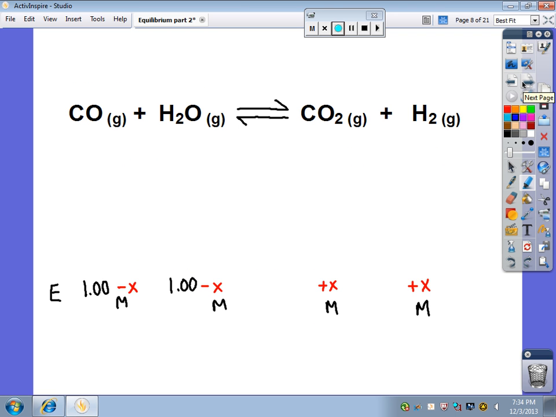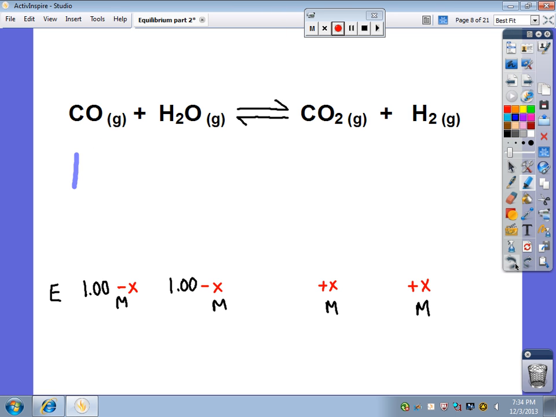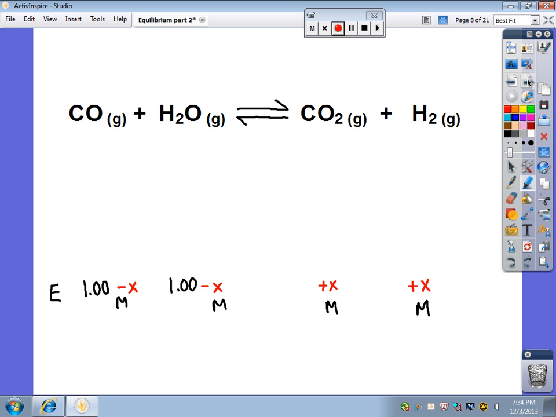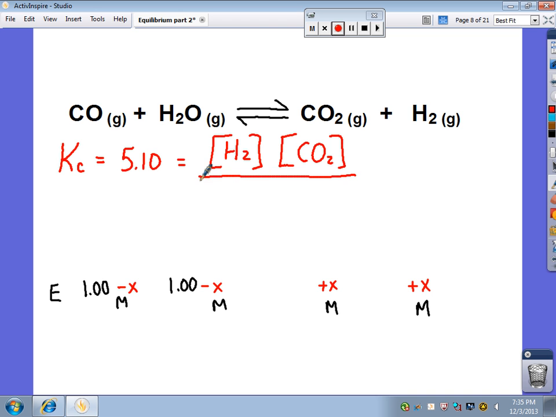I'm going to write an equilibrium expression. Kc, ooh, that's kind of big. And I'm writing with a highlighter, that's why. And by the way, before we start, let's just go back for a second and look. Our Kc is 5.10, right? So I'm going to go ahead and write Kc, which is equal to 5.10, is equal to [H2], and I know I'm using molarity, so I'm going to put brackets, times [CO2], divided by [H2O] and [CO].